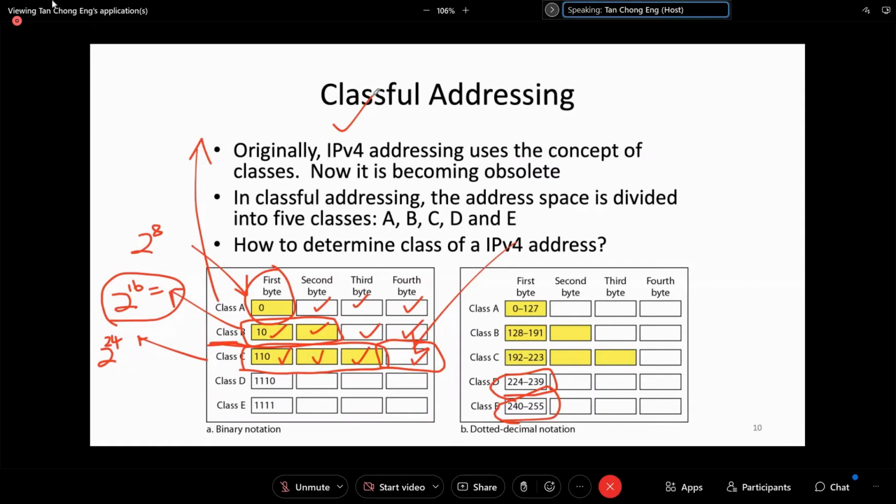Let's say your organization has got 300 people, but your class C address can only support 254 addresses, and you need 300. That's why you have no choice. You have to apply for a class B address. Class B is way too many. Class B has got 64,000, but you need only 300.